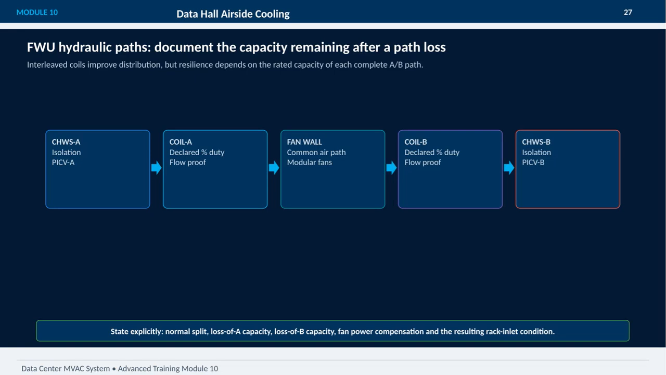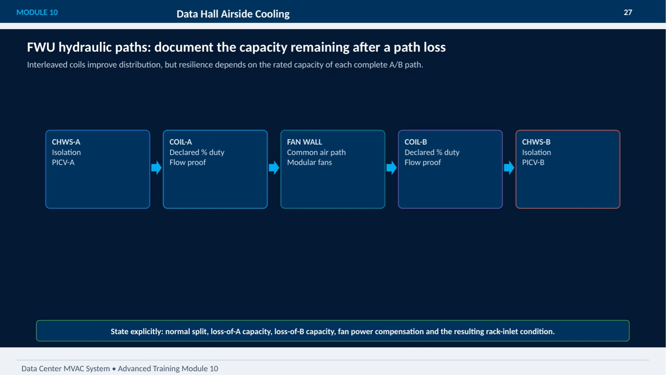after a path loss. Documenting the remaining capacity is crucial so we can understand how the system performs under different scenarios. Interleaved coils help improve airflow distribution, but the overall resilience really depends on the rated capacity of each full A-B path. We have key components here, including CHWSA and CHWSB for chilled water isolation and PICV valves that regulate flow.